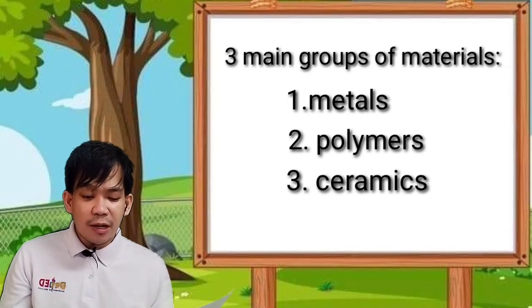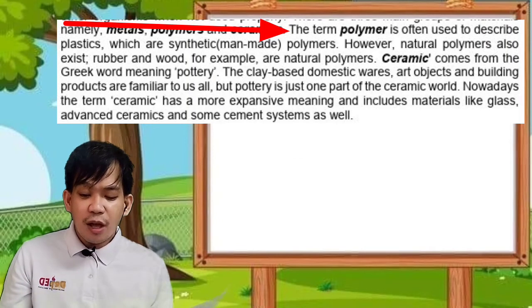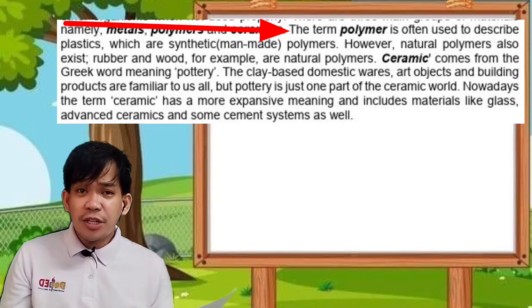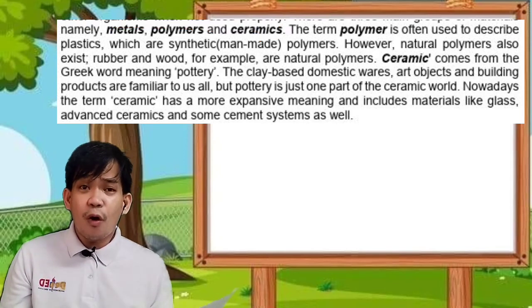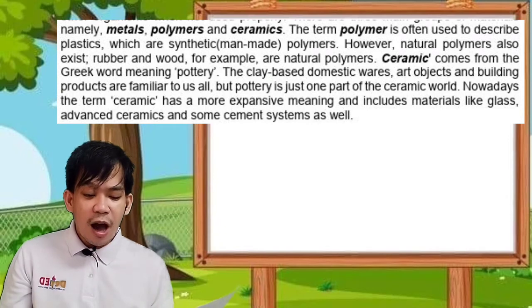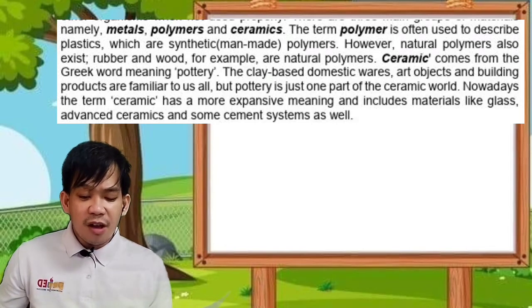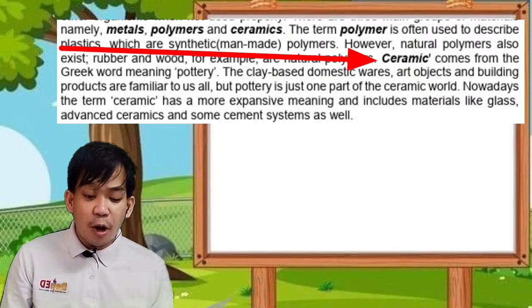The term polymer is often used to describe plastics which are synthetic or man-made. However, natural polymers also exist, like rubber and wood. These are natural polymers.